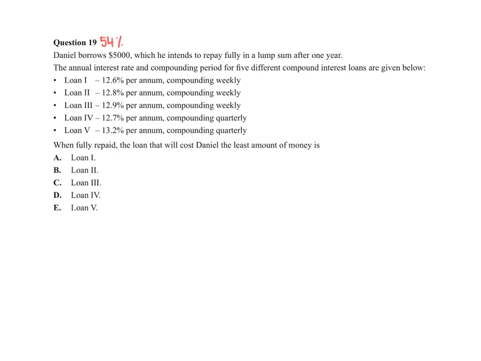Okay, Daniel borrows $5,000, which he intends to repay fully in a lump sum after 1 year. The annual interest rate and compounding period for 5 different compound interest loans are given below. So when you are borrowing $5,000, you're taking a loan. When you have a loan, you want the lowest interest rate, because you don't want to pay back more. So you want the lowest interest rate.